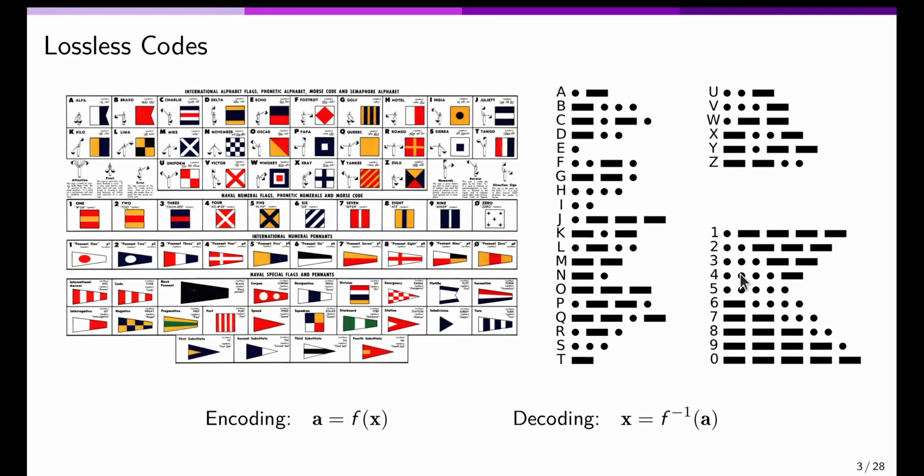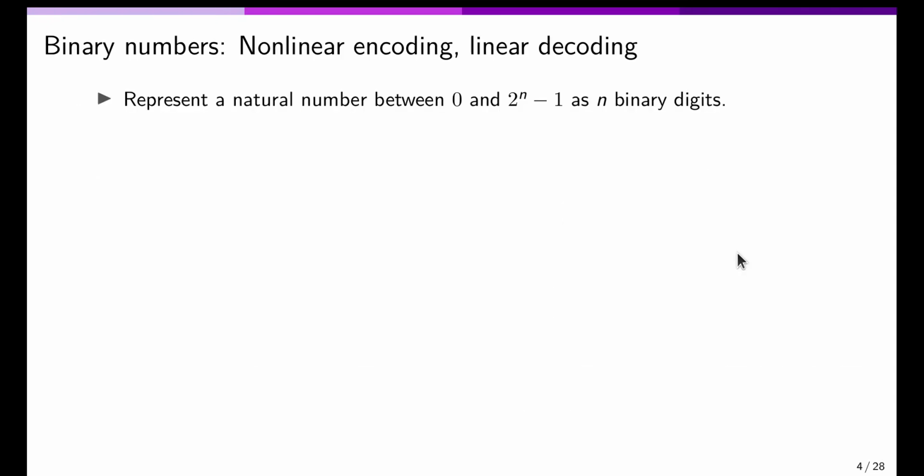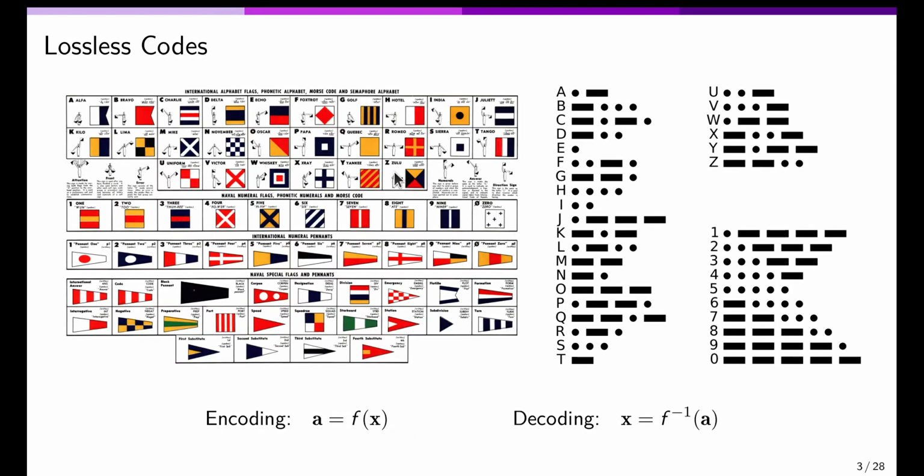Let's go with a slightly more detailed, worked out example: binary numbers. This is actually going to be an example of exactly what we're going to end up with for neurons, in that there's going to be a nonlinear encoding and a linear decoding. These functions that map from x to flags or to dots and dashes are both wildly nonlinear, both the function itself and its inverse. You can't write it as some simple matrix math.